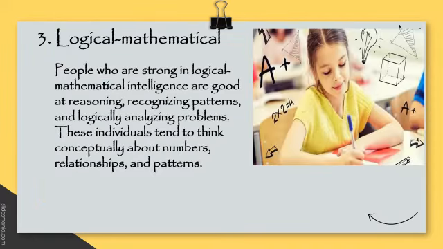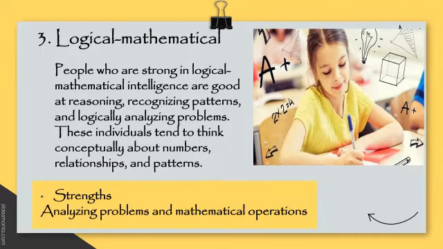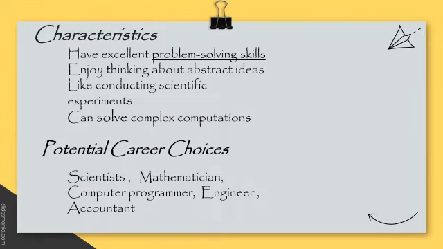Another intelligence in Gardner's theory is the logical mathematical. People who are strong in logical mathematical intelligence are good at reasoning, recognizing patterns, and logically analyzing problems. These individuals tend to think conceptually about numbers, relationships, and patterns. And they are good in analyzing problems and mathematical operations. And those people have excellent problem-solving skills.